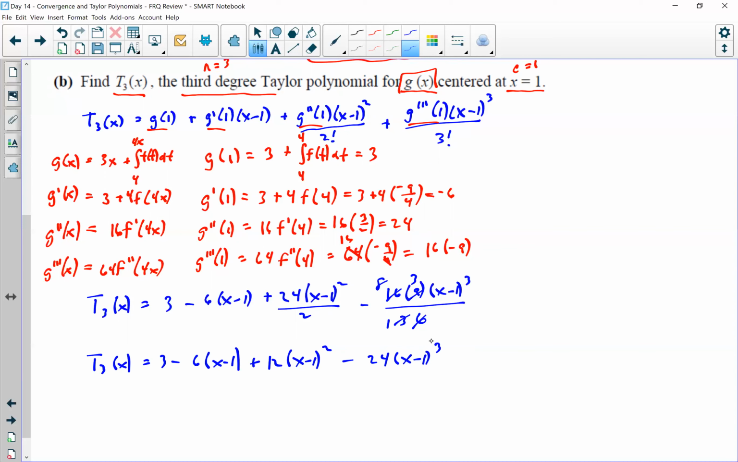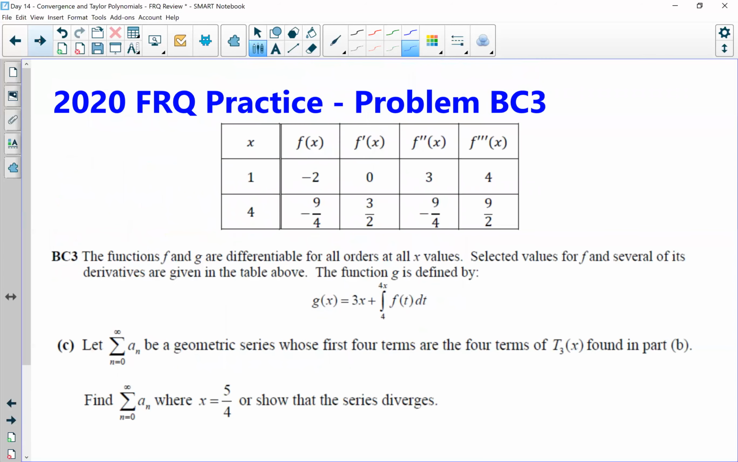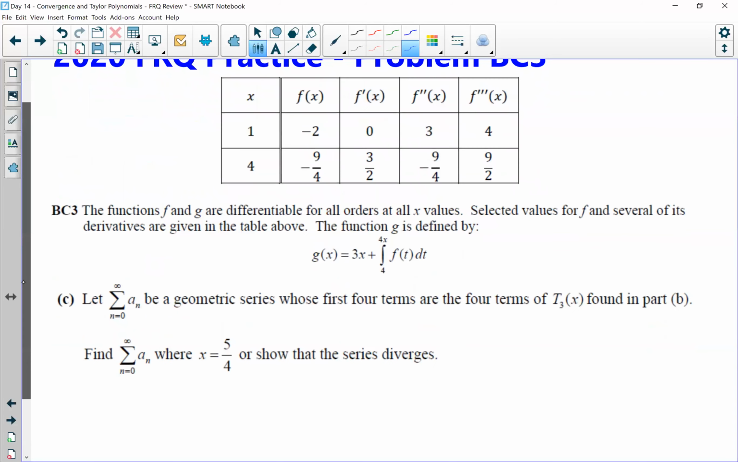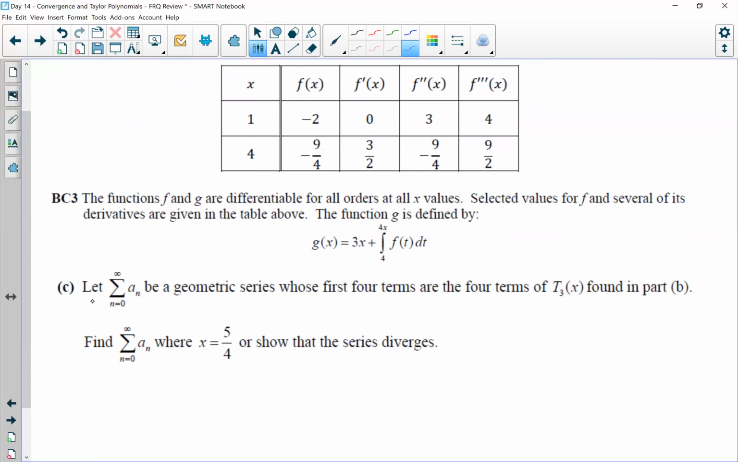So once I reduce this, it kind of became a nice little simplified answer. It turned out to be pretty nice, didn't it? And so looking at part C, it says, okay, we started off with Taylor polynomials, and now we're introducing geometric series. What? Let's see where it goes.